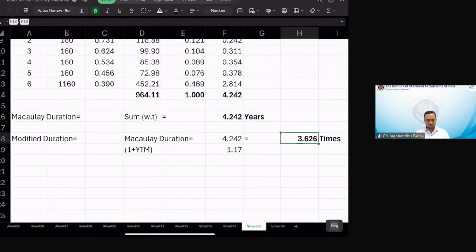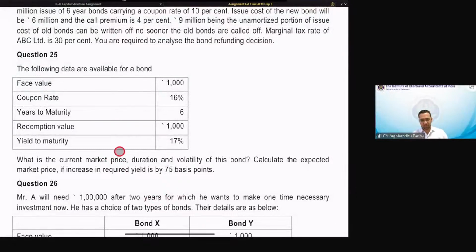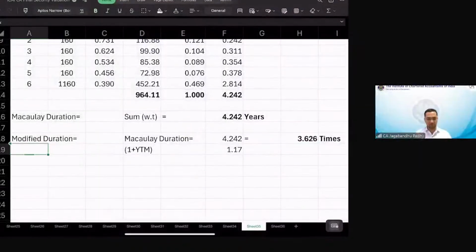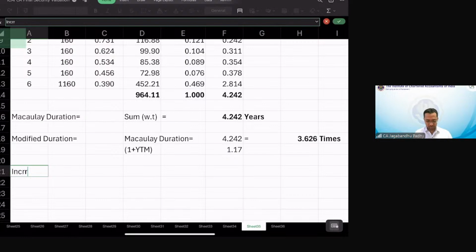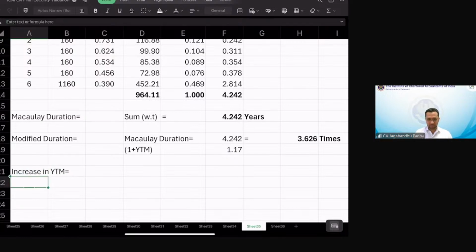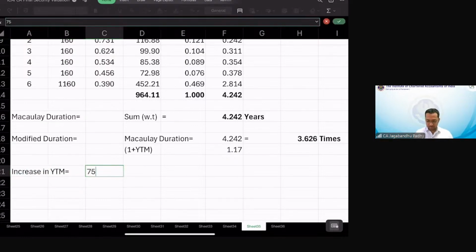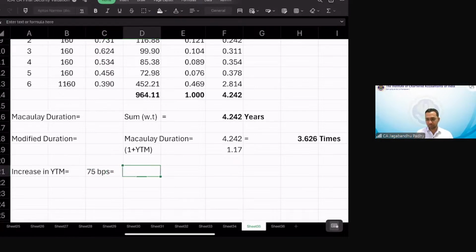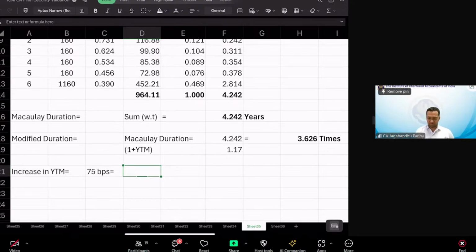Okay. So we're done with market price, duration, volatility. Now the expected market price, if the increase in the required yield is 75 basis points. So the increase in YTM is stated to be 75 basis points. Now, when we say 75 basis points, how much percentage change in YTM are we really looking at? Can I say that is simply 0.75%?